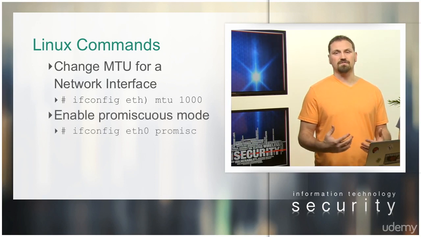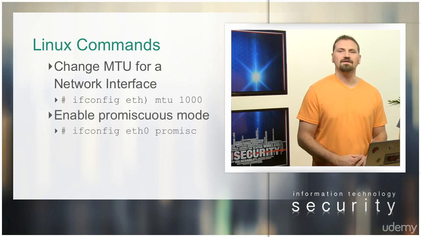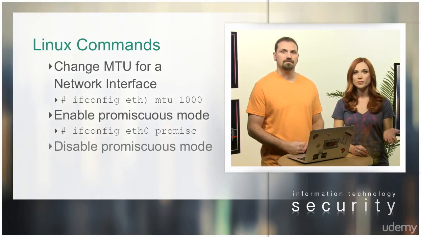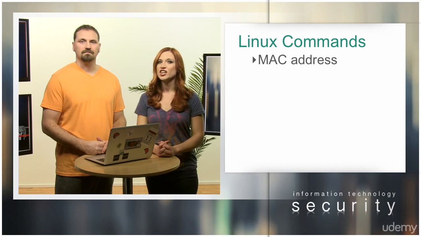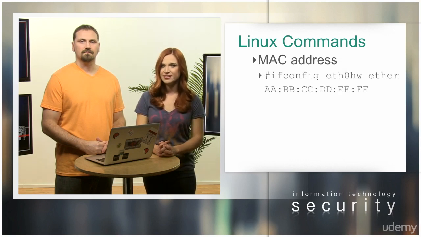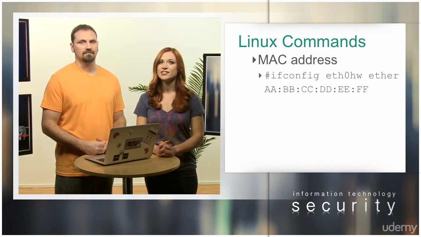To enable promiscuous mode, # ifconfig eth0 promisc. To disable promiscuous mode, # ifconfig eth0 -promisc. And to change the MAC address of the network interface, # ifconfig eth0 hw ether, and then the MAC address.